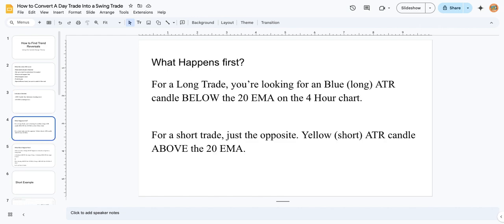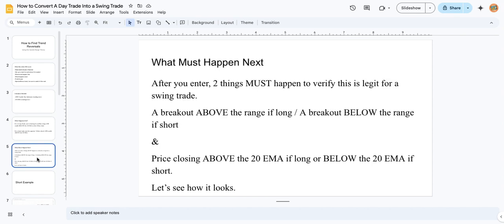So what happens first? What are we looking for when we come to the chart when we're trying to find a reversal? If you're trying to go long, you're looking for a blue ATR candle below the 20 EMA on the 4-hour chart. The screenshots and everything that you're going to see is tailored to the 4-hour chart. The opposite is true for a short trade. If you're trying to go short, you want to see a yellow ATR candle, the bigger the better, above the 20 EMA.